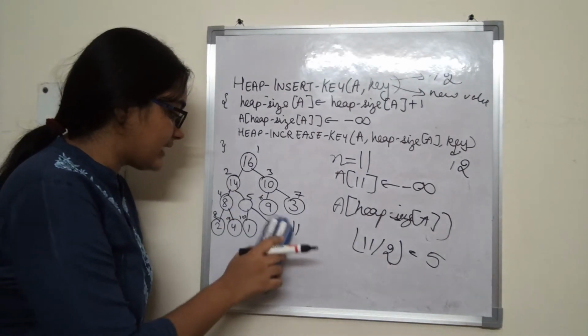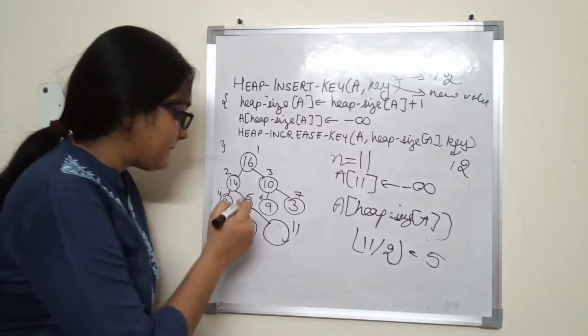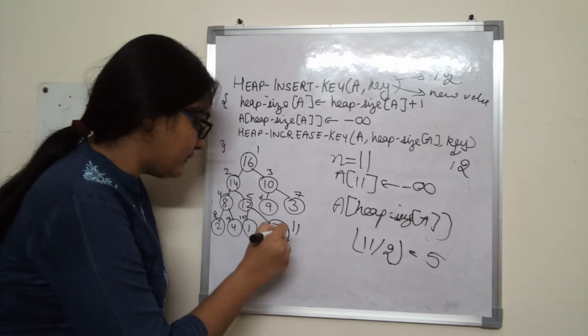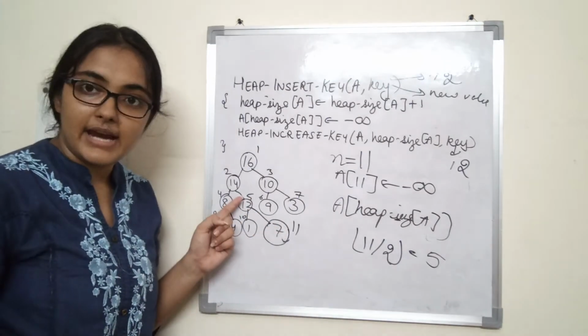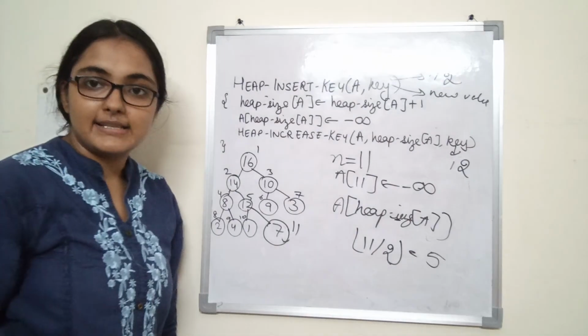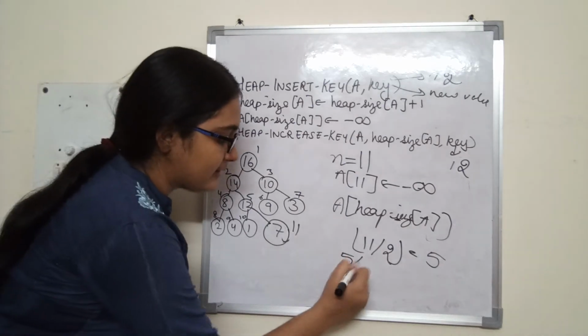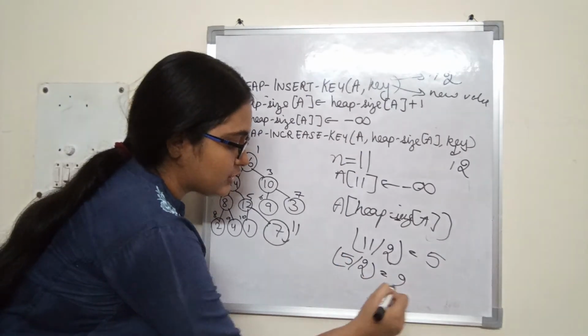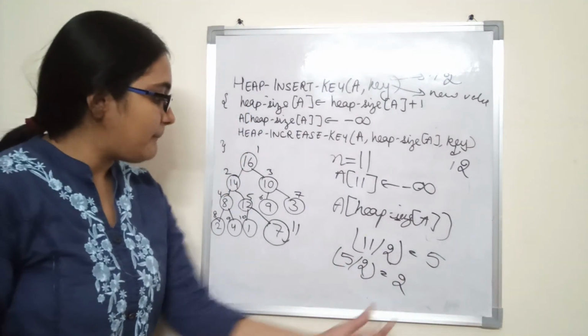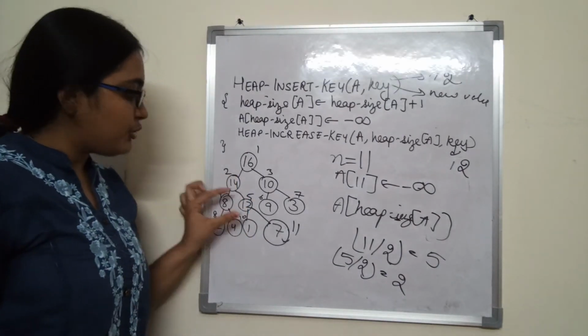7 and 12 will be exchanged. Refer to the heap increase key procedure, right? 12 will be here and 7 will be here, and now i will become this. And again we will check while i is greater than 1 and A of parent of i is less than A of i. Now what is the parent of 5? 5 by 2 is 2. So this is the parent, so we will check A of 2 and A of 5.